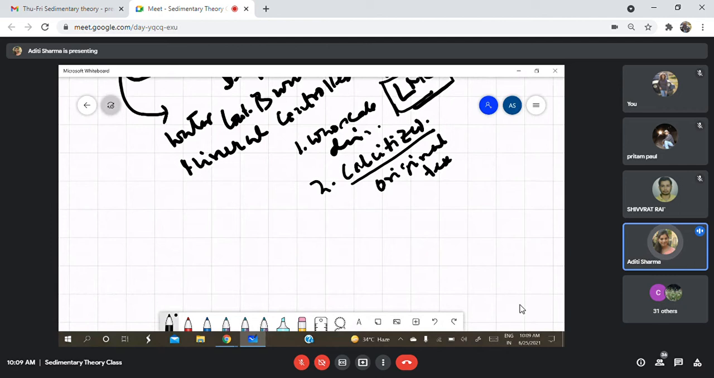Parts are getting deposited, so all the original texture is demolished. No original texture will be preserved. Fine. Now, what about the high Mg calcite, HMC?